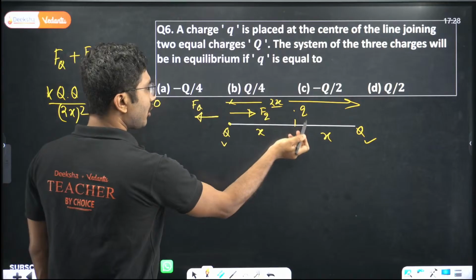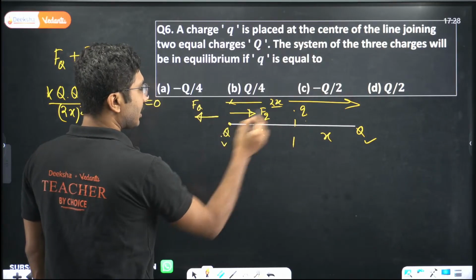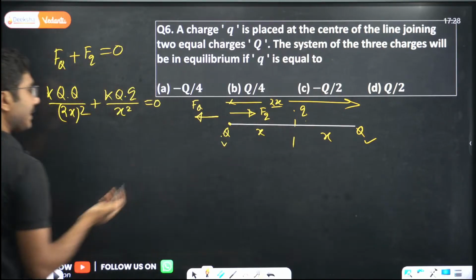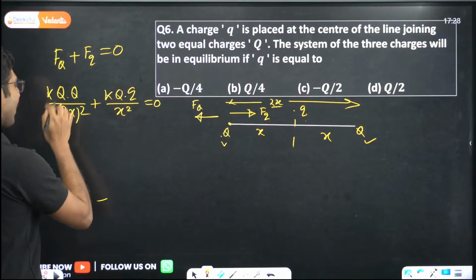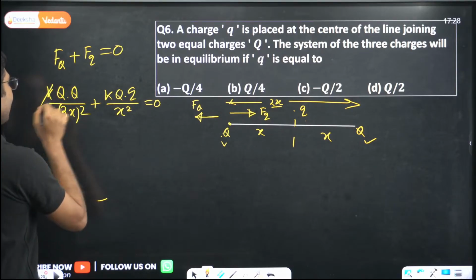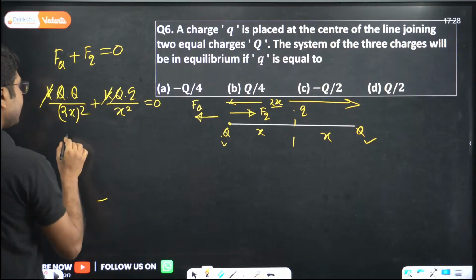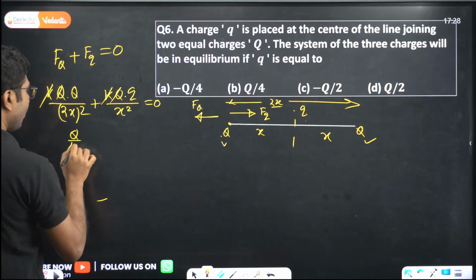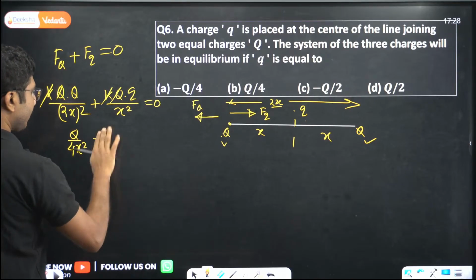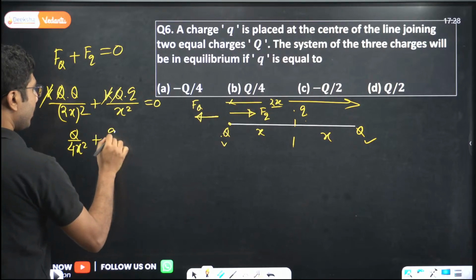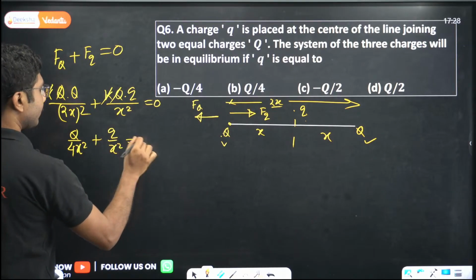So this is due to small q, distance is x, q into small q divided by x square. Obviously k and one of the q will be cancelled, so you can cancel that. Common, basically that will be common and that will be 0. So q by 4x square equals plus q by x square, that is equals to 0.